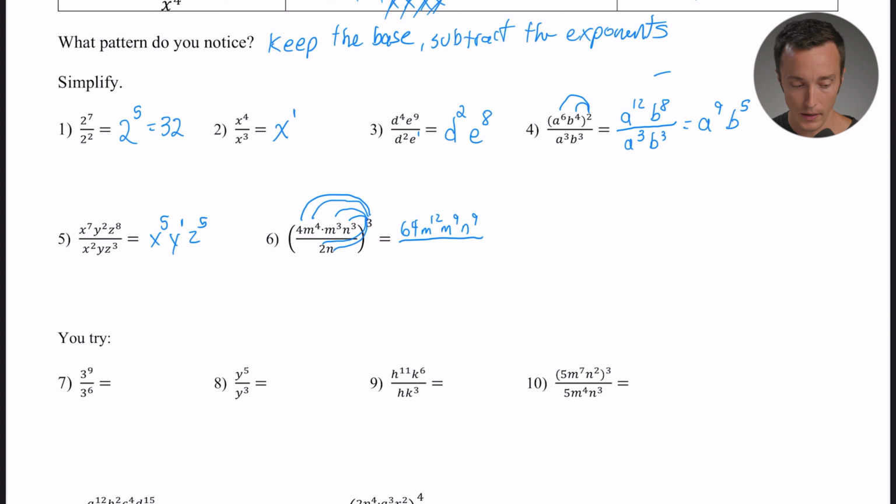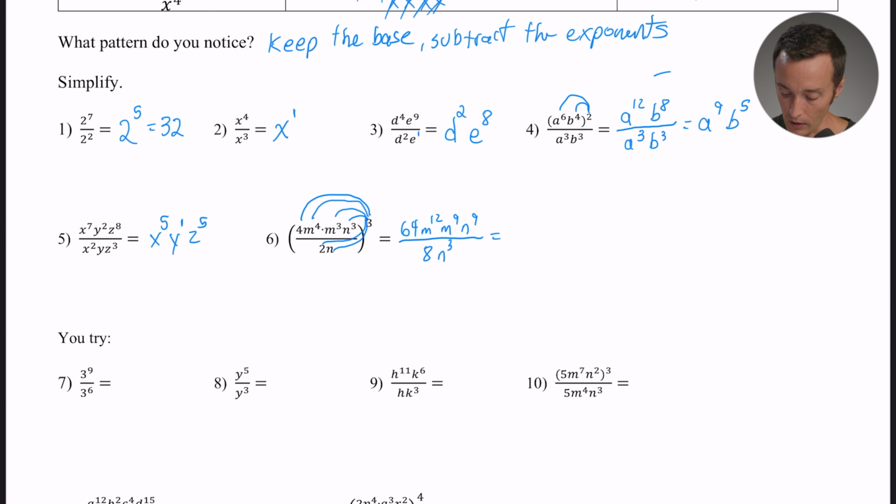Okay, what about in the denominator? Well, I've got 2 to the third power, which is going to be 8. And then n to the third power, which is just n to the third power. Okay, that's correct. It's just not finished yet. So if I were to take a look at this, here's what we've got.